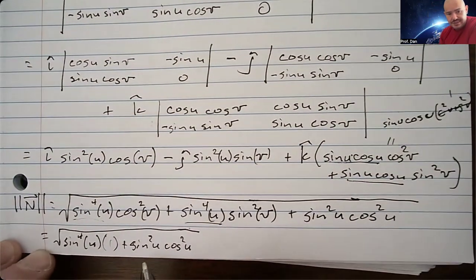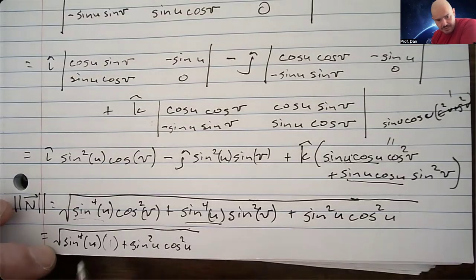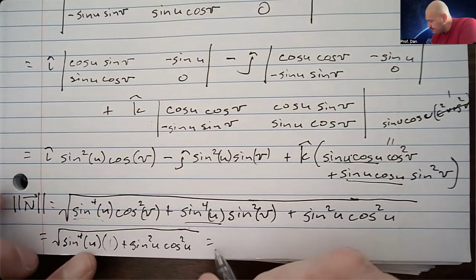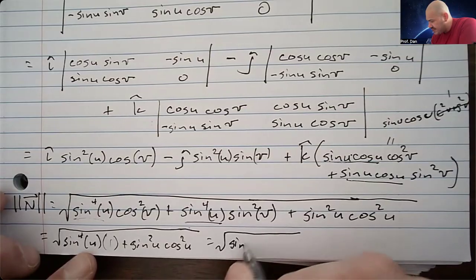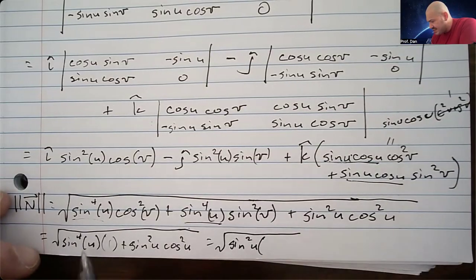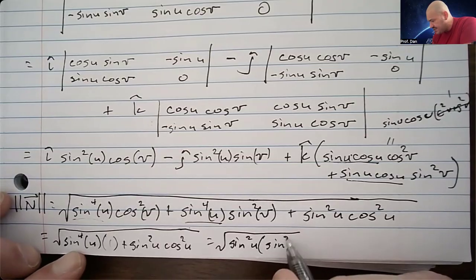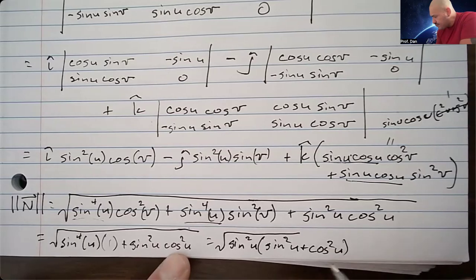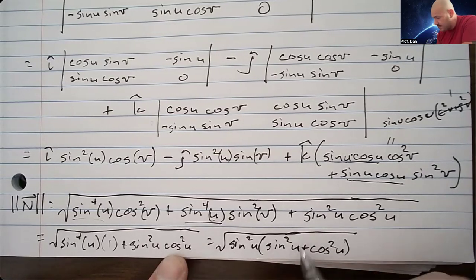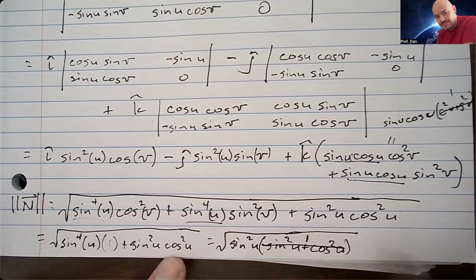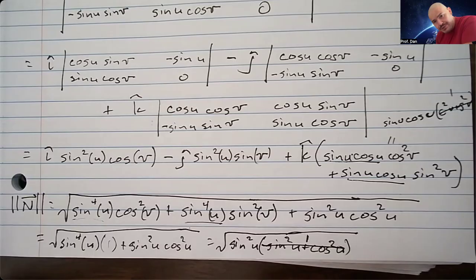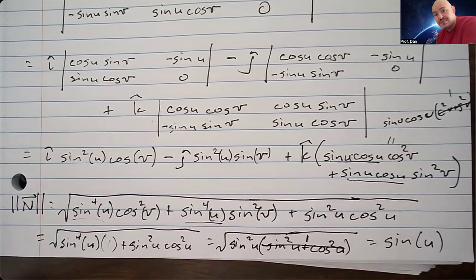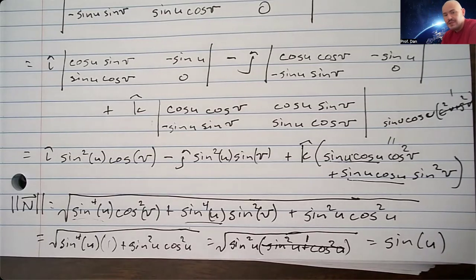And now if I look at this, I notice that both terms have a factor of at least sine squared u. So I can factor out sine squared u. That's going to leave behind a sine squared u from this term and a cosine squared u from the second term. That's also 1. So I'm literally taking the square root of sine squared u, which is sine of u. Pretty cool.